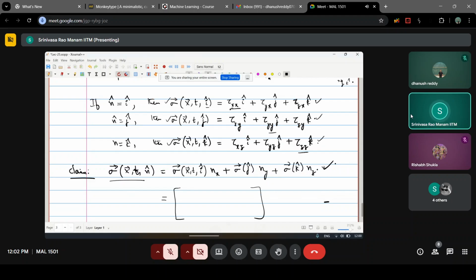So I can put this as a matrix. Can you see it as a matrix? Yes, sir. I'm going to write it simply as a matrix now. Tau xx, tau yx, tau zx, x components I'm putting, x direction basically. That is one row. Then tau xy, second row tau yy, tau zy, and the third row.